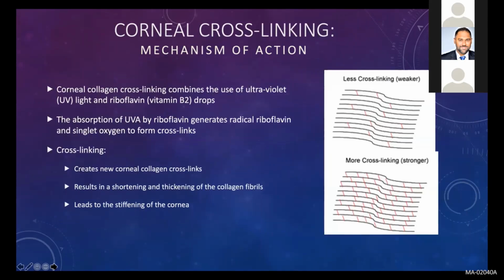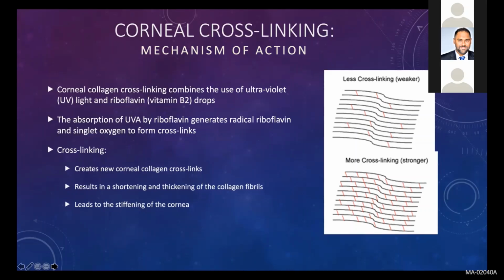So the mechanism of corneal crosslinking is such that we're basically using ultraviolet light and riboflavin, which are vitamin B2 drops. The absorption of the UV light by riboflavin generates radical riboflavin and singlet oxygen to form corneal crosslinks. And crosslinking, like I said, creates new corneal collagen crosslinks, and it results in a shortening and a thickening of the existing collagen fibrils, and it leads to a stiffening of the cornea.